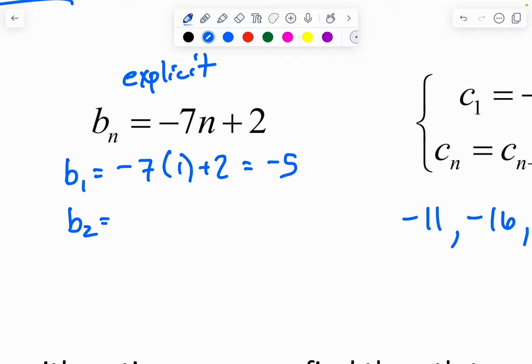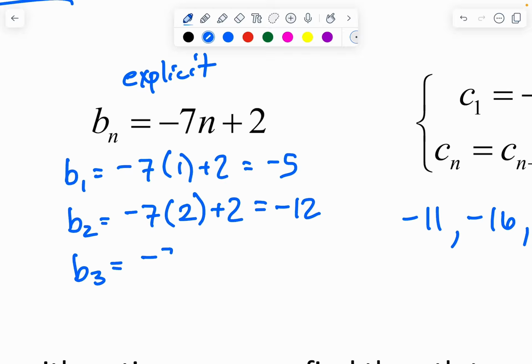And our second term, we plug in a 2 for n: negative 7 times 2 plus 2. So I see a negative 14 plus 2 is a negative 12. My third term follows the same pattern.